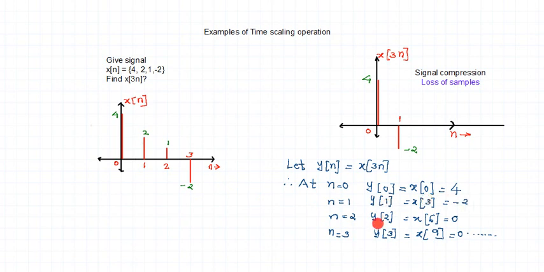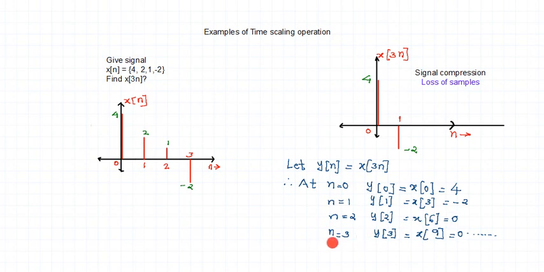With n equal to 2, y of 2 takes the value of x of 6. What is the value of x of 6? If I go into the original signal, there is no sample at 6. The signal is 0 after 3. It means that y of 2 takes a value of 0.